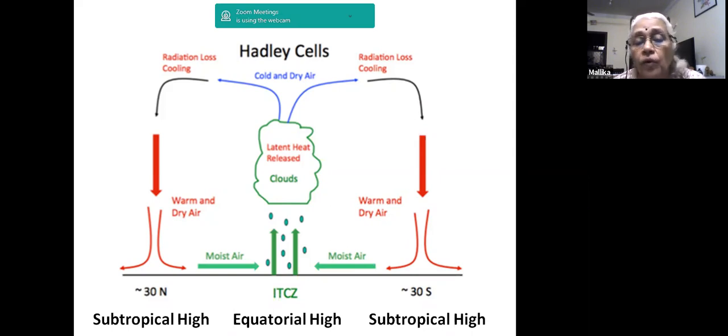Then there is one more acronym here, ITCZ. ITCZ stands for Intertropical Convergence Zone. So within the tropics, we have warm air that is converging, and that is called the ITCZ. Now, the ITCZ is very important for us here in India because it is what causes India to have the monsoon climate.